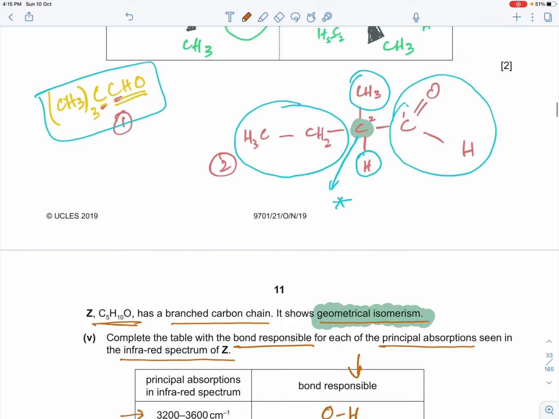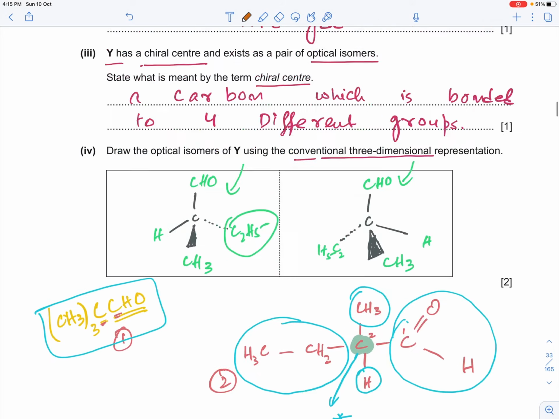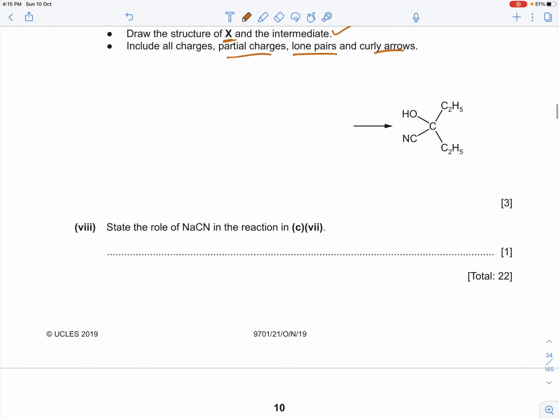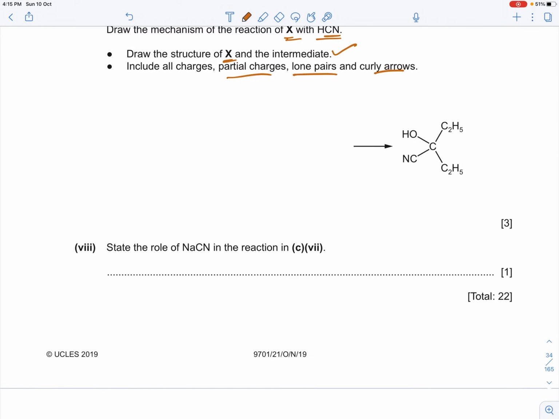And just remember that X contains a carbonyl group, but X was not reacting with the Fehling solution. So that means X is a ketone. X is not an aldehyde, X is a ketone. And the structure is an isomer of (CH3)3CCHO. X is the isomer of this compound.